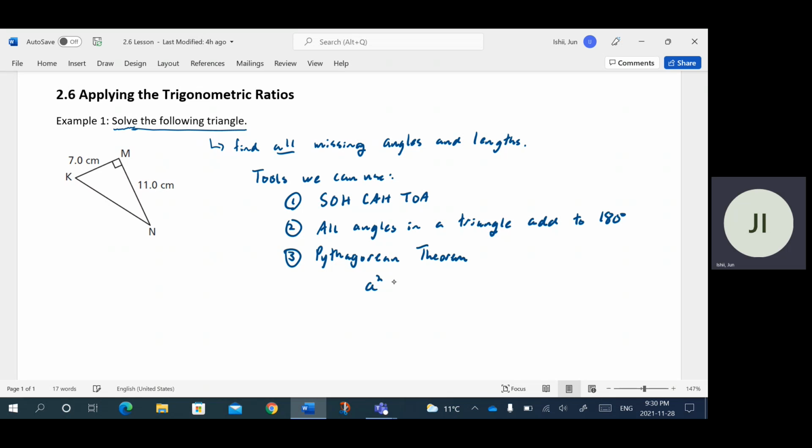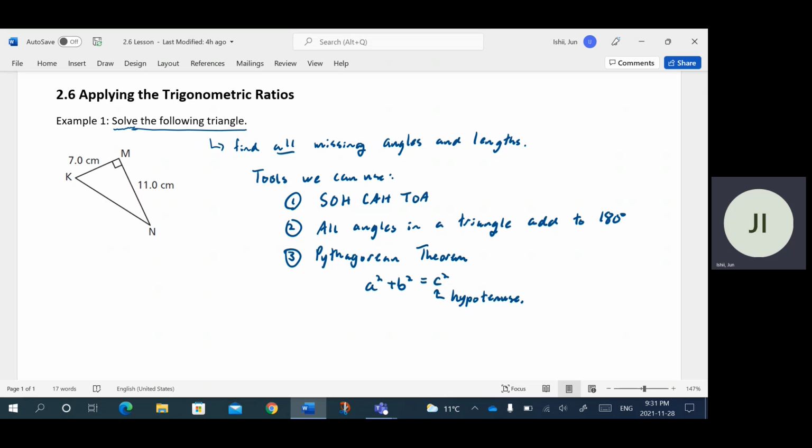Again, that was a squared plus b squared equals c squared. The key thing here is that the c, the side that's by itself in the equation, is always your hypotenuse. With these 3 tools, we should be able to find all the missing lengths and all the missing angles in a right triangle. You'll also find that you can sometimes use more than one of these to find a certain angle or the length of a side. You're not restricted to just one tool.